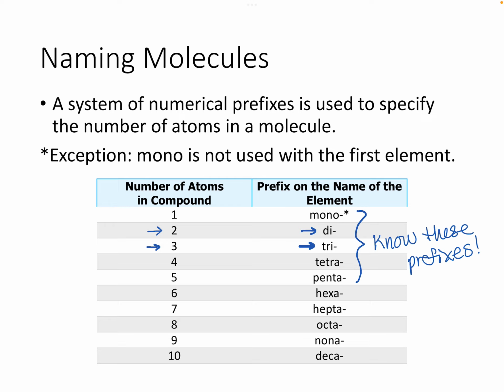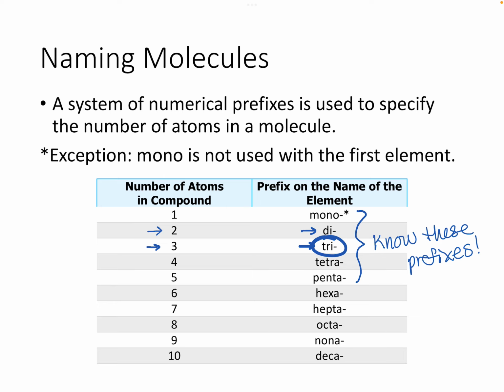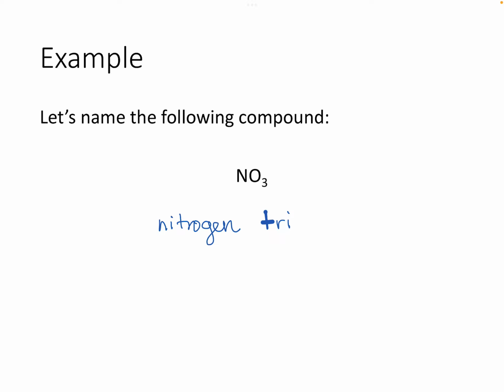Okay, so let's do some practice problems for naming. Let's name the following compound. So we have NO3. So we have a nitrogen by itself. So again, remember, we're not going to call it mononitrogen. We just leave it as nitrogen, because we don't use mono with the first element, only the second element if it's by itself. Now, we do have 3 oxygens, so the prefix for 3 was tri. So tri, and then remember, we named the second element similar to how we name the nonmetal ions. So this would be oxide. So this molecule is nitrogen trioxide.